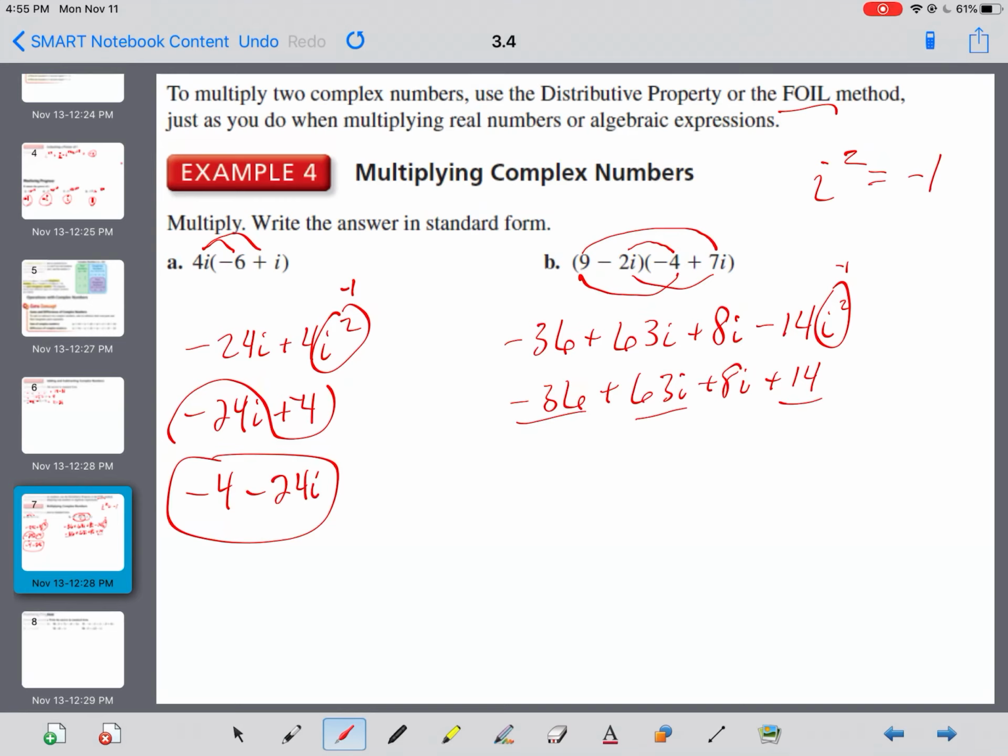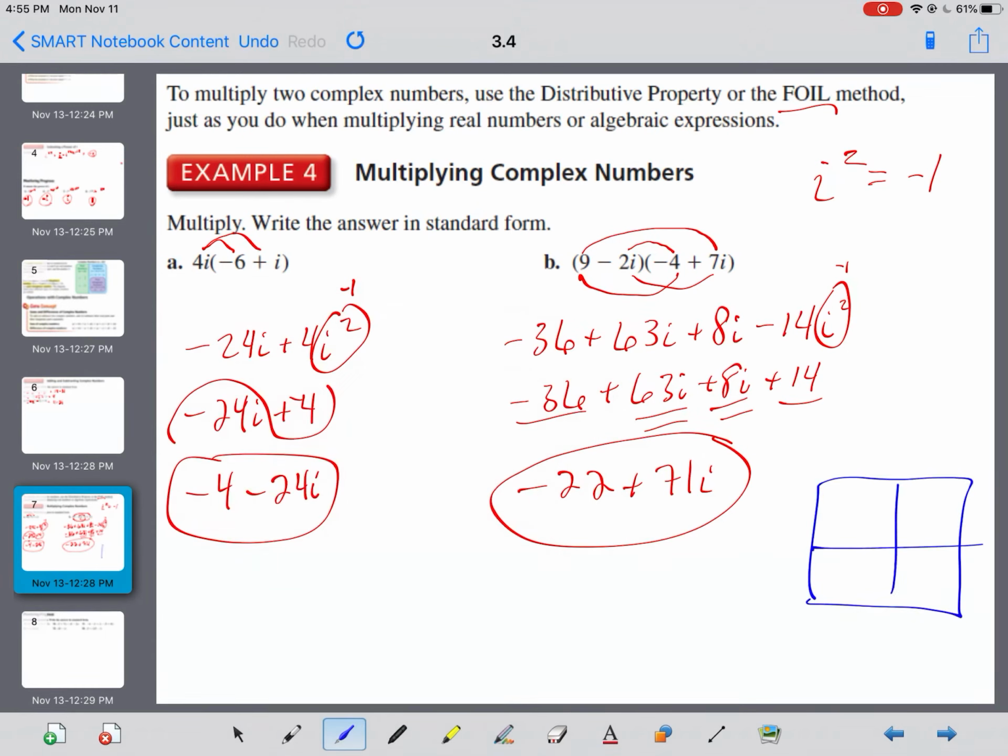Now we combine the like terms. This and that are like each other. This and that are like each other. Negative 36 and 14: it stays negative. Going down 10 to negative 26, down 4 more to negative 22. 63 and 8 is 71i. Just like that. If you don't like FOIL, you can also do the box method.